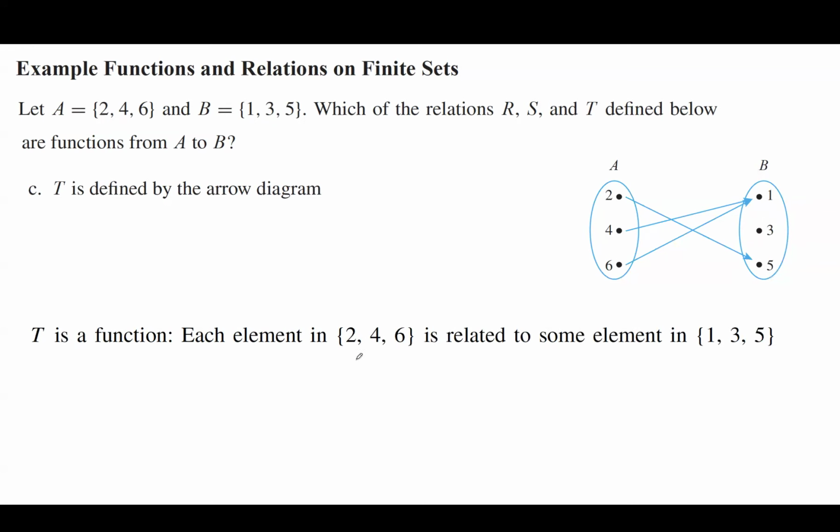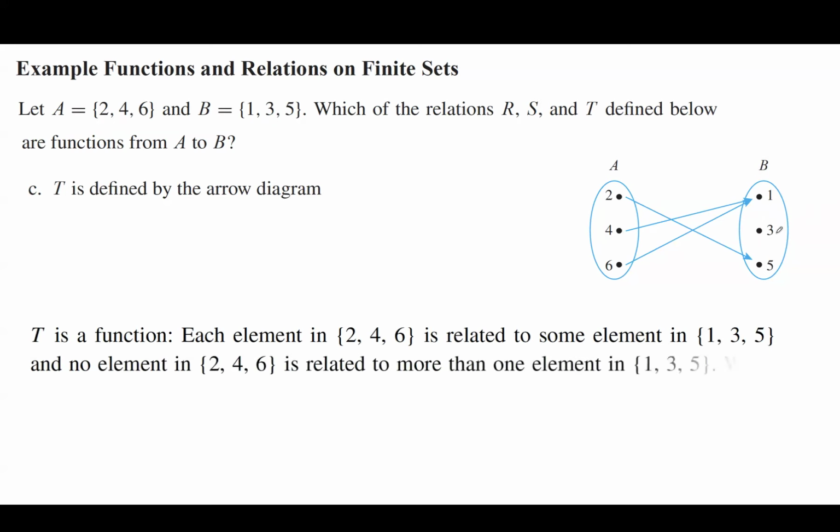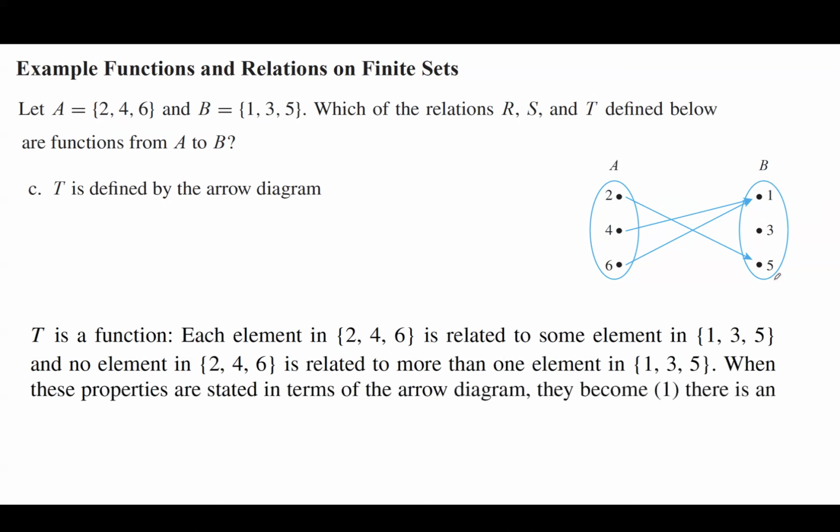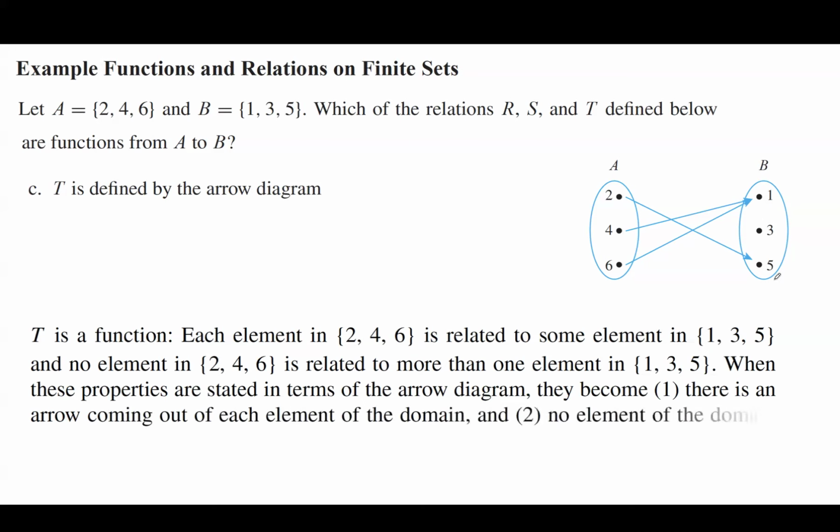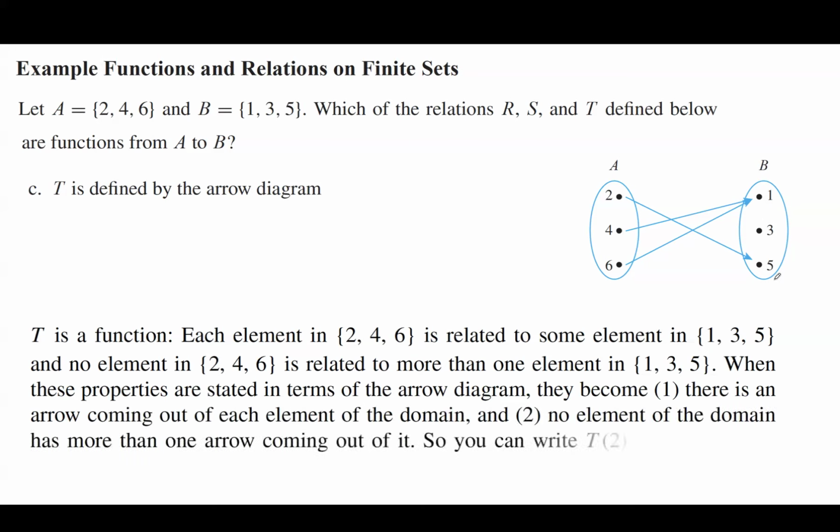Each element in the domain is related to some element in the codomain. The range of this function is 1 and 5. Both properties for the definition of a function are met here. So basically you have a function. So every function indeed is a relation, but not all relations are functions.